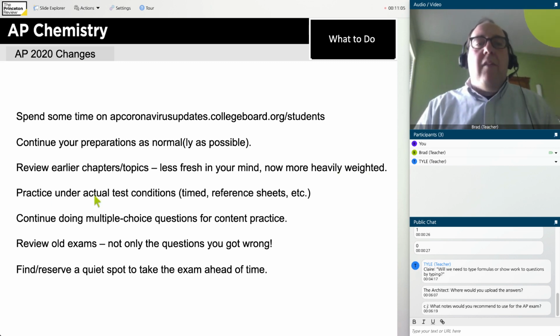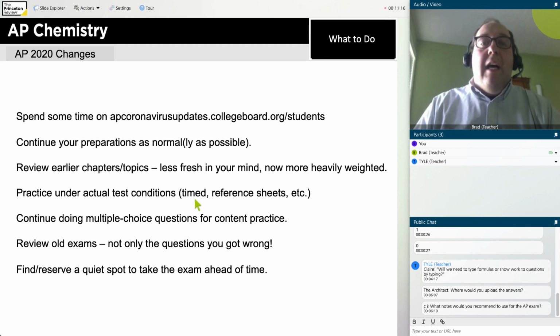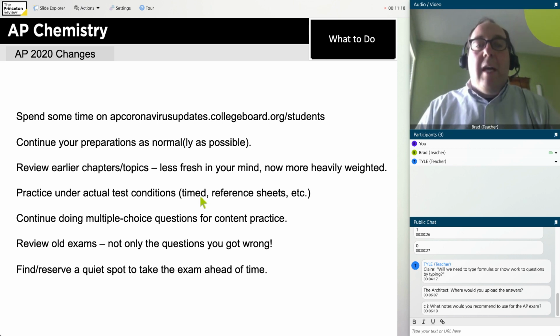When you're practicing, you want to practice under actual conditions. You're not very far out from your exam now, so you really want to mimic it. Timing is really, really important. If you're taking an hour to do your free response questions, that's just not tenable for the exam. So you want to make sure that you are timed at this point.